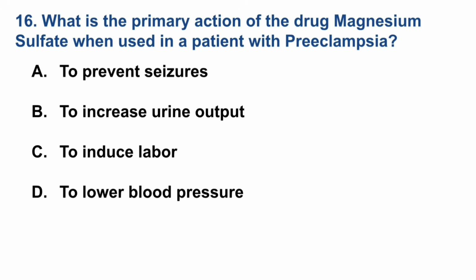What is the primary action of the drug magnesium sulfate when used in a patient with preeclampsia? Option A, to prevent seizures; option B, to increase urine output; option C, to induce labor; option D, to lower blood pressure. The correct option is option A, to prevent seizures.